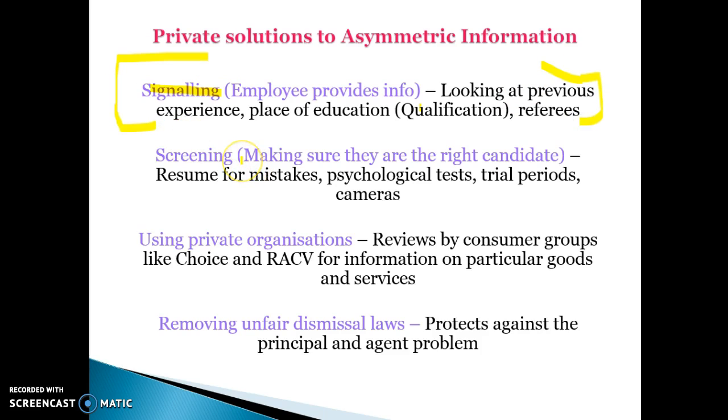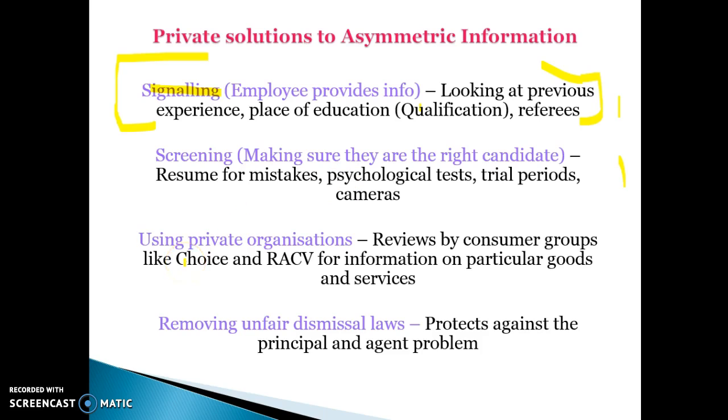Screening is all about making sure they are getting the right candidate. So it's about looking at the details, like any mistakes in someone's reference, psychological tests, trial procedures, perhaps using cameras to make sure they're doing what they should be doing. The key difference is that signalling is about the prospective employee providing the information to the employer, whereas screening is about the employer checking through all the employees' details and monitoring their behaviour. Both try to make sure they're not doing anything that you can't observe.